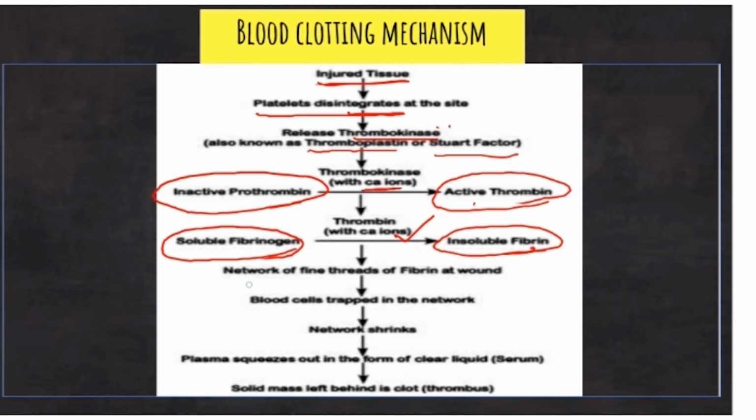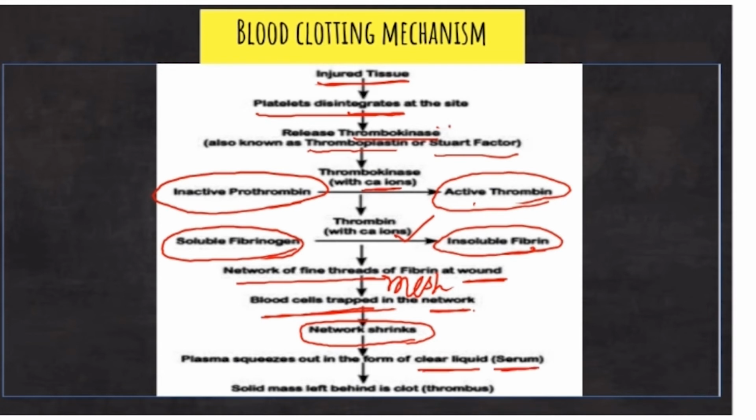This fibrin forms a network of fine threads or mesh at the site of the wound. The blood cells are trapped in this network or mesh, and the network shrinks or contracts. The plasma then squeezes out in the form of a clear liquid called the serum, which is nothing but the blood plasma minus the fibrinogen. After the plasma squeezes out, the solid mass left behind is called the clot or thrombus, which plugs the site of injury and prevents loss of any blood.